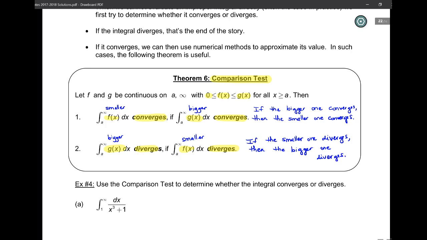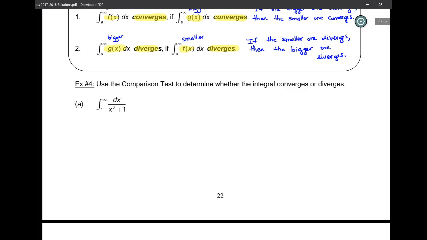Okay, so example 4, use the comparison test to determine whether the integral converges or diverges. So we are going to compare basically this function, 1 over x cubed plus 1, which is going to be greater than or equal to 0. And then here, we're going to compare that to 1 over x cubed.